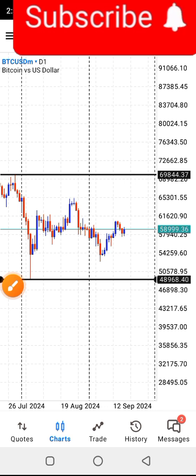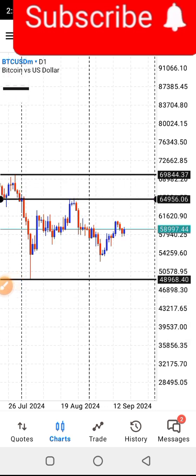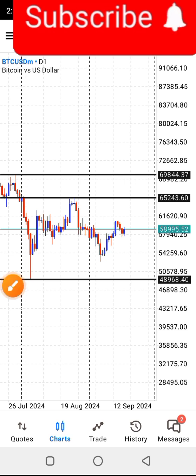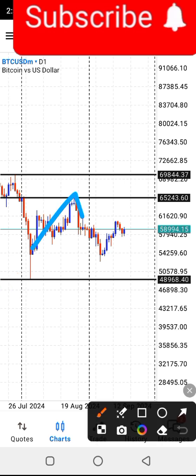Then we come to the internal levels. I have this level right here as a resistance level because price got there and bounced back down.